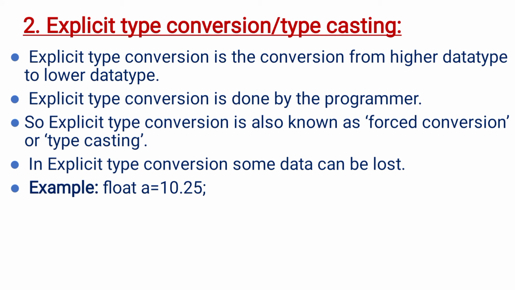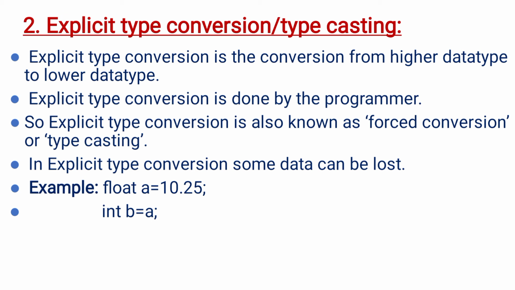Example, float a = 10.25. Here I am declaring a variable a of float data type, and this a is storing the value 10.25. Next I am creating int b = a. Here I am creating variable b of integer data type, and to b I am assigning the value of a. So what is the value of a here? Here a has the value 10.25. This 10.25 has to be stored into b.